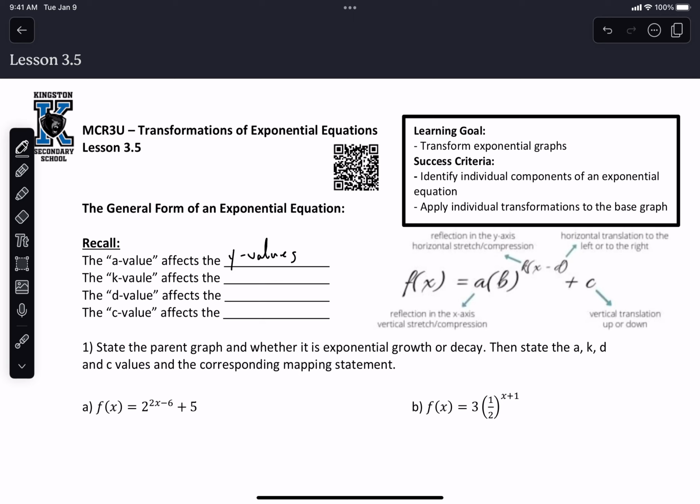Fair enough? The K value, what does the K value affect? The x values, right? It says it's a reflection in the y-axis if it's negative. That's a horizontal reflection, so that's going to be affecting the x values. What about the D value? Again, it's the horizontal translation, left and right. Horizontal translations affect the x values. And the C value is the vertical translation that affects the y values. Does that seem reasonable to everybody?